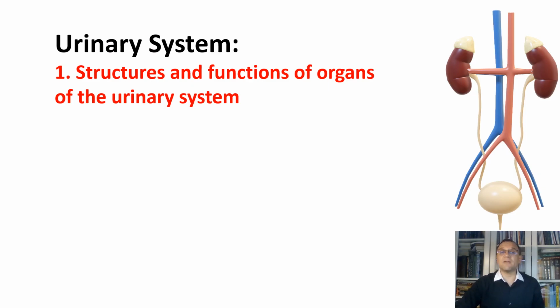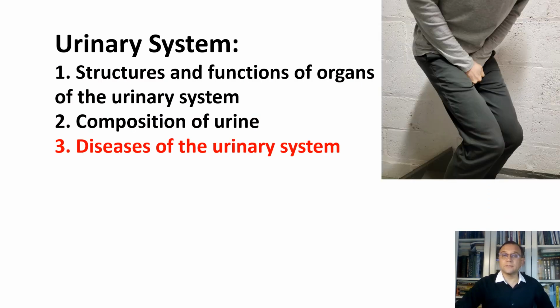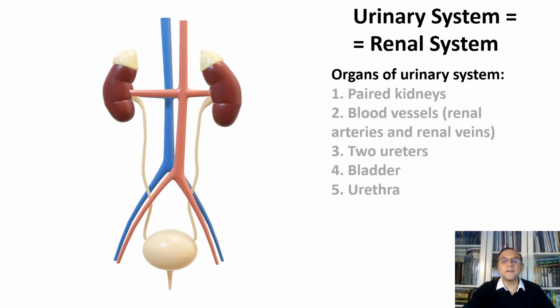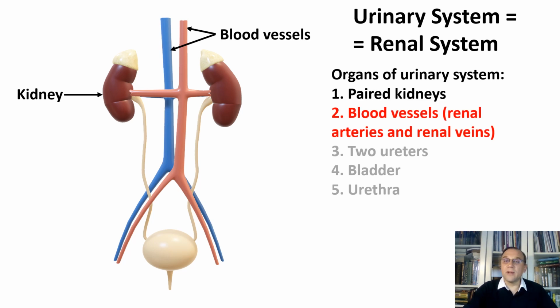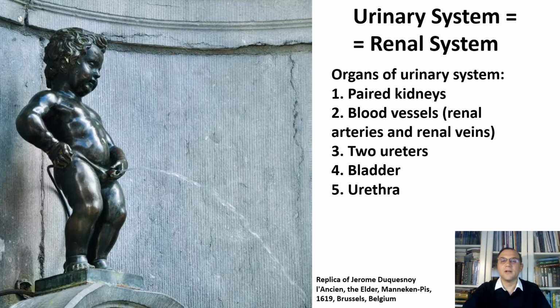In this lecture, I will cover the structures and functions of the urinary system, the composition of urine, and diseases of the urinary system. The urinary system consists of several organs and structures that work together to perform these functions. It consists of the paired kidneys, their blood vessels, the renal arteries and renal veins, the ureters, the bladder, and the urethra. Let's explore the structure and function of each of these organs.